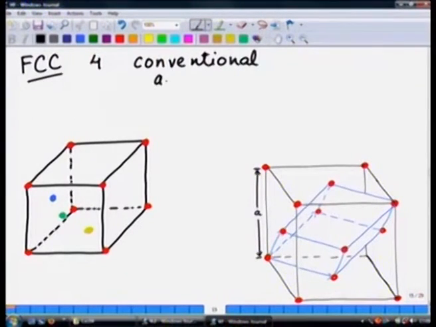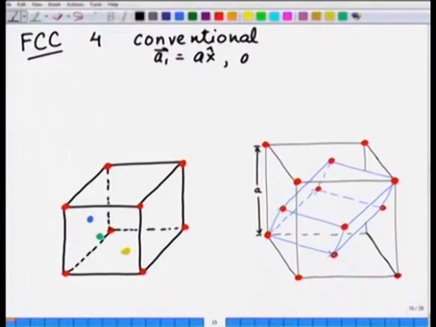Null cell will have a1 as a times x, a2 as a y, and a3 as a z, which is the same for BCC also, just that there is a point at the face centers also in this case, right. And you construct a unit cell using this and use that as a repeating unit, then you can generate FCC with having 4 lattice points per unit cell.